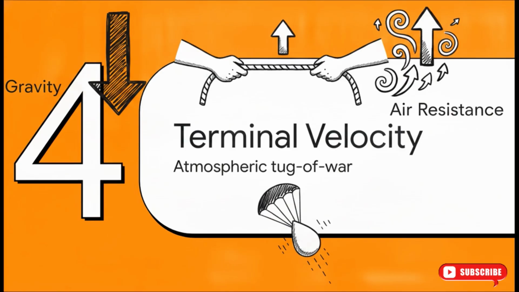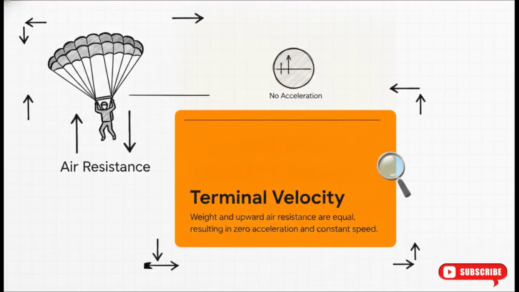Which brings us to our final section, reaching terminal velocity. This atmospheric tug-of-war between the relentless pull of gravity and the growing push of air resistance leads to a pretty thrilling concept. When that upward push of air resistance finally perfectly matches the downward pull of gravity, which is your weight, something amazing happens. The forces completely cancel each other out. The net force becomes exactly zero.